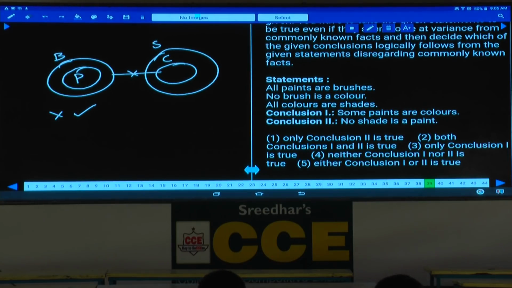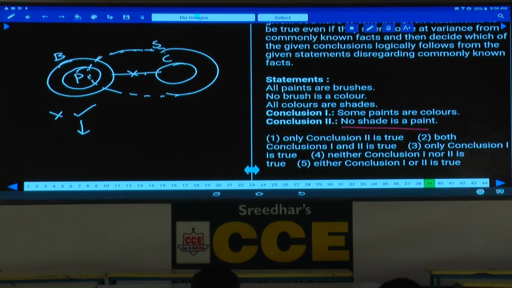Now in order to make this one false, no shade is a paint, we should prove some shades are paint. Now tell me whether I can draw some shades are paints or not. Rather than drawing my shade like this, tell me whether I can draw my shade like this or not. Now check out whether the statements are valid or not. I am drawing my shade like this. Now first statement, all paints are brushes is true. No brush is a color, that is also true. And all colors are shades, that is also true. All the three statements are valid.